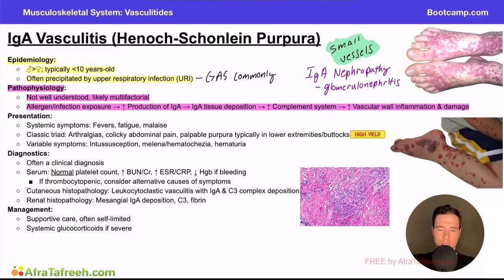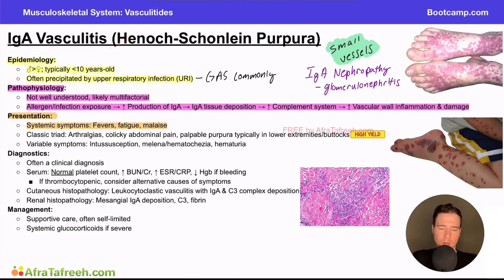Now, when we think about the presentation here, this is classically going to present with a variety of systemic findings, which can include things like fevers, fatigue, or malaise. Again, these are kind of non-specific. Think about that this typically follows an upper respiratory infection, usually a couple weeks before patients will present with the symptoms. So as I say, they'll have the upper respiratory infection, and then maybe 1, 2, or 3 weeks later, they'll present with these symptoms of IgA vasculitis.